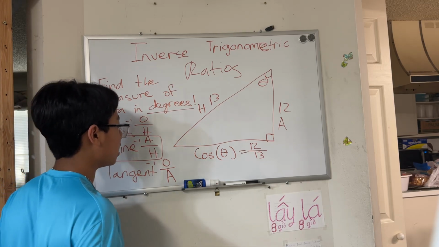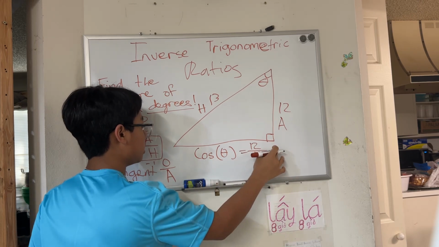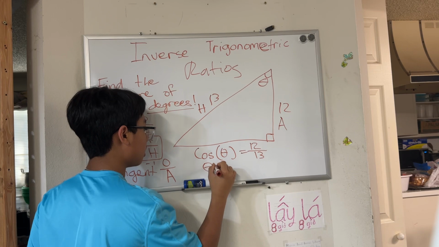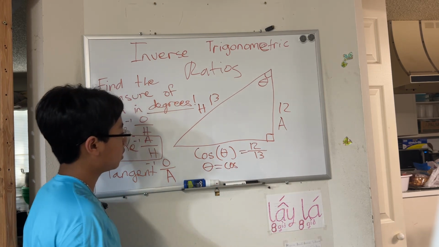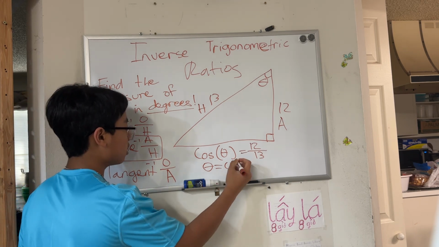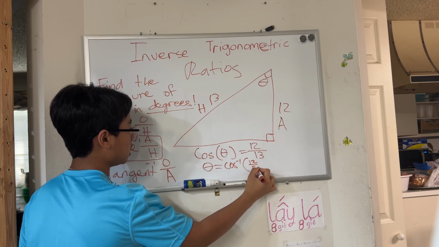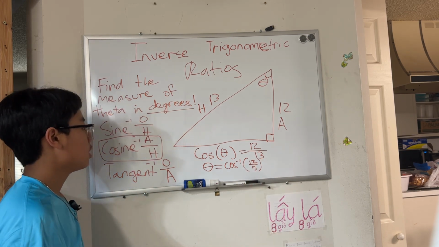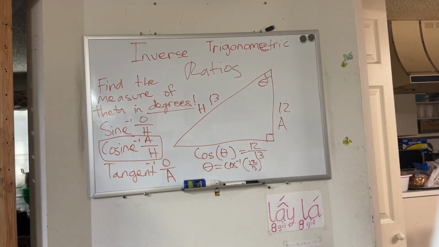Now, let's isolate theta. What we need to do is move cosine to the other side. So finally, theta is equal to the inverse of cosine, cos minus 1, of 12 over 13. That's what we have. Basically, all we're going to do now is plug that into a calculator.